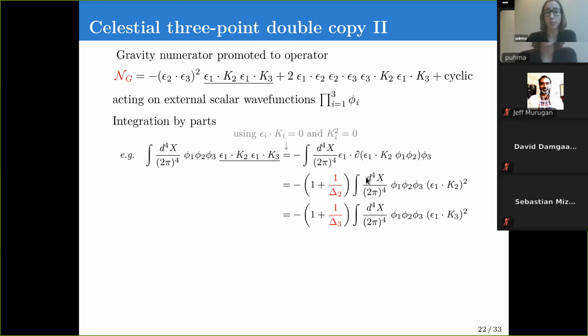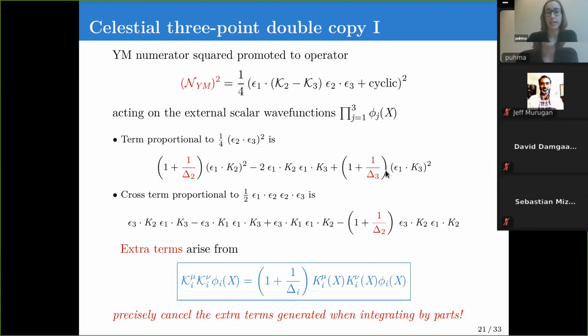Doing a bunch of integration by parts, we see that there are these extra terms arising from integration by parts. There are extra terms that arise when you have, for example, the polarization vector epsilon1 dotted into K2 squared or into K3 squared. And if we look back at the previous slide, those were precisely the extra terms that show up when squaring the Yang-Mills numerator.